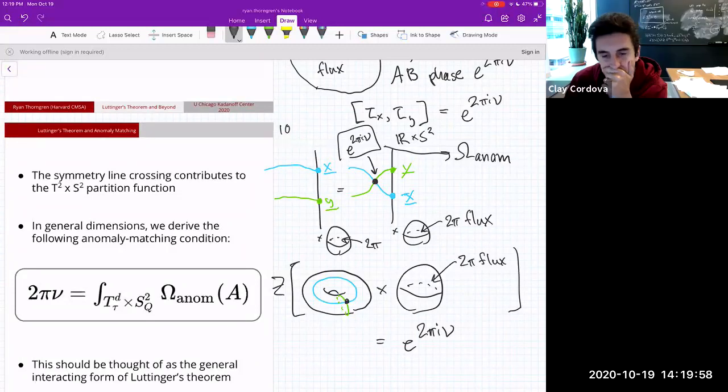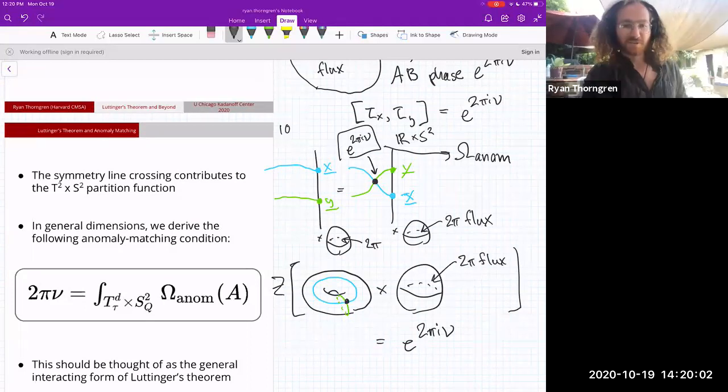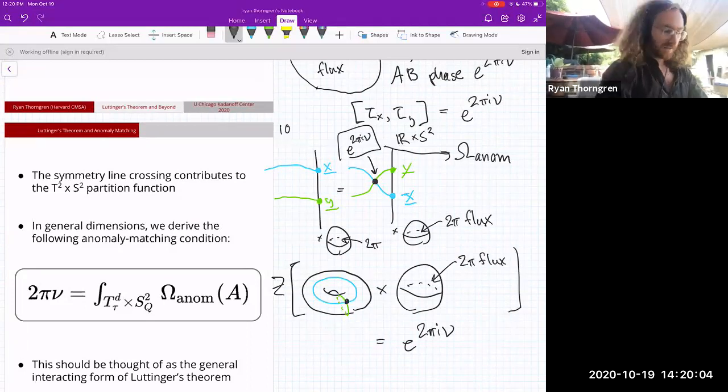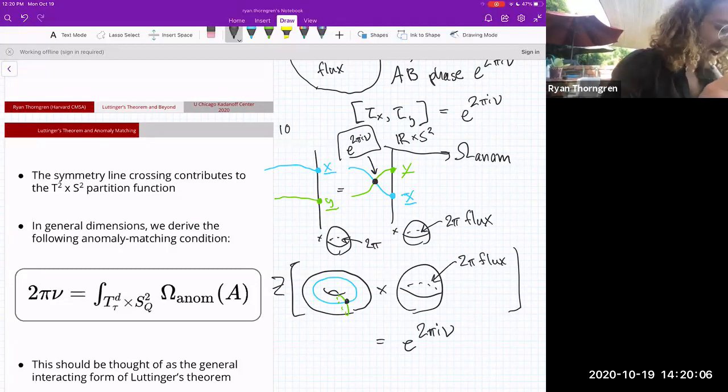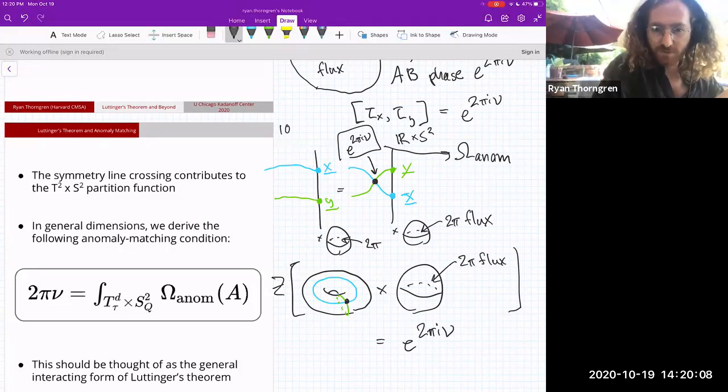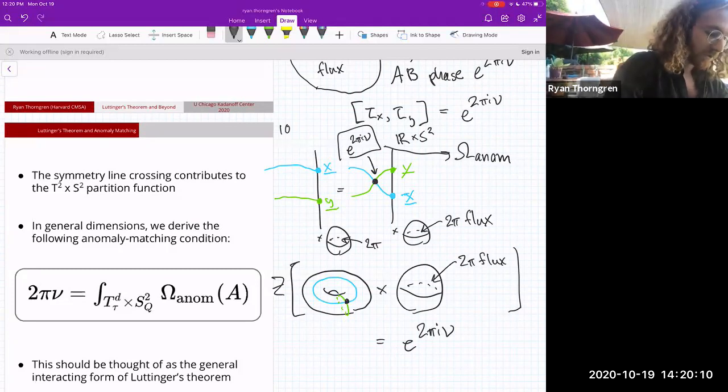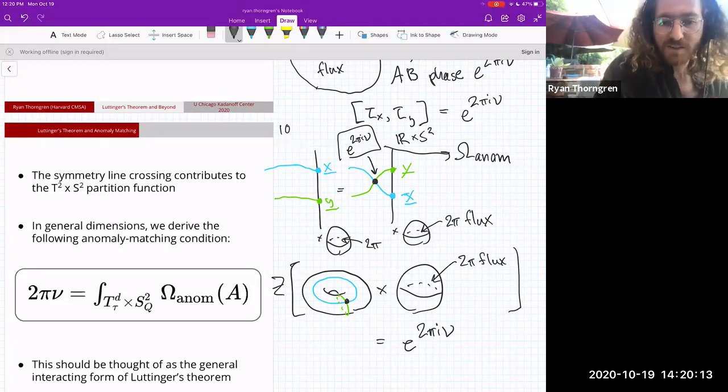So in general, to recap, what we've done is we've defined some gauge field. This picture with the 2 pi flux and the 2 loops defines a gauge field on this torus times sphere.